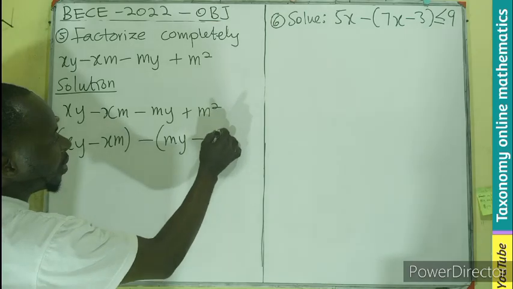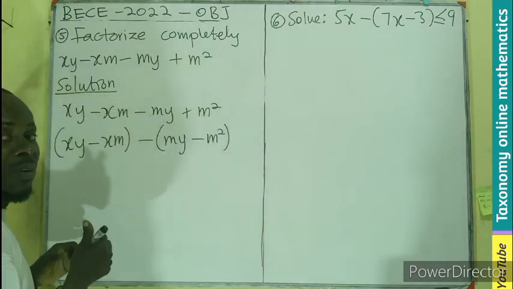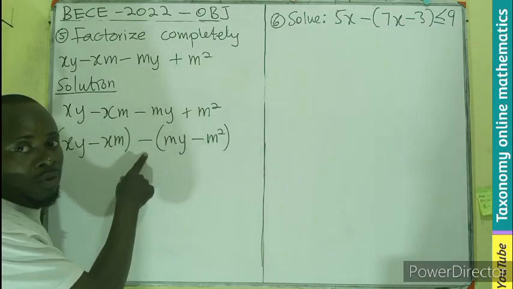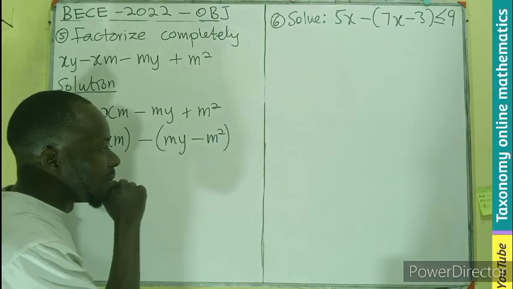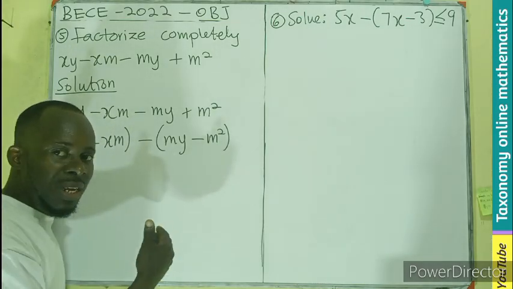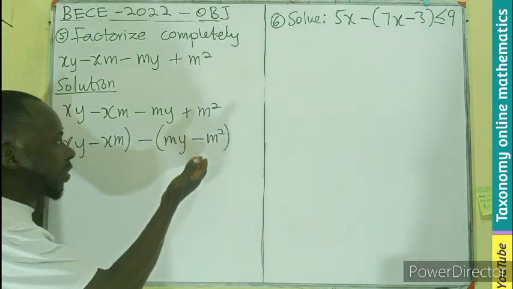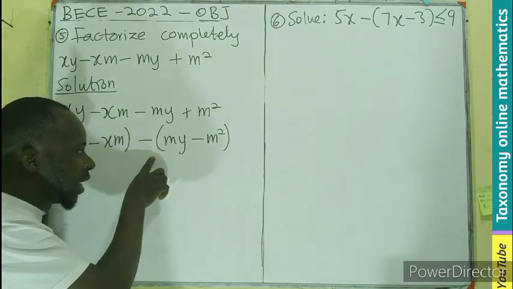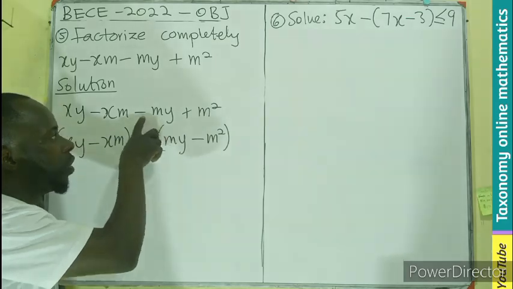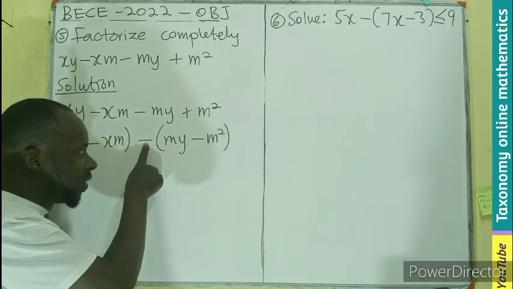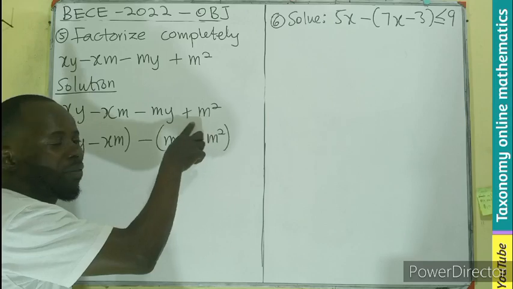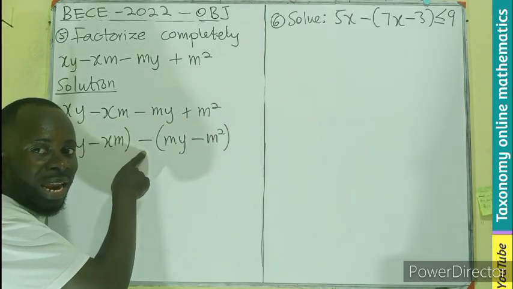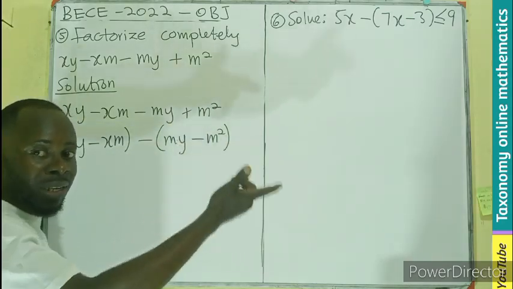my minus m squared. You know, you are seeing positive here, but it changes to negative because of the bracket introduced in front of the negative sign. Remember that factorization is the opposite of expansion. So since we can expand this to go back to the factorization, it means negative 1 times positive my will give you negative my. Negative 1 times negative m squared will give you positive. So anytime you are introducing a bracket before a negative, the sign in the bracket must be changed.